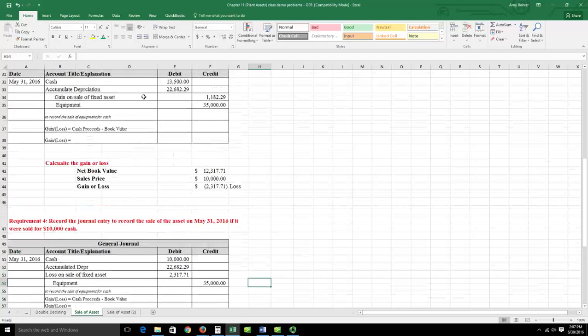Okay, so whether you have a gain or a loss, that's the way your journal entry should look. You're always going to be debiting your cash for the amount of cash you received on the sale. You're always going to be debiting your accumulated depreciation to take that off of the books. You're always going to be crediting the equipment to take that off of the books. And then it's going to depend on whether you have a gain or a loss on the sale of the asset as to whether you're going to debit or credit that account. If you have a gain, you're going to credit that account. If you have a loss, you're going to debit it.